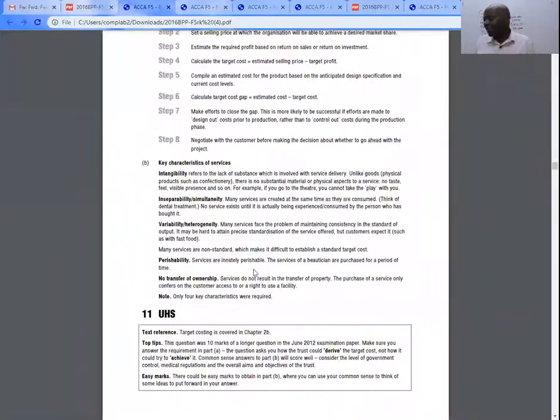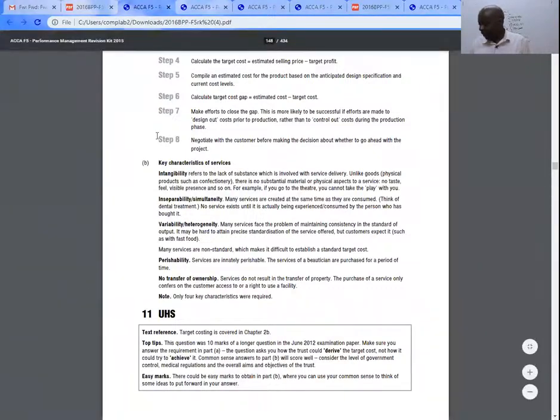Perishability, services are innately perishable. The services of a beautician are purchased for a period of time. Even Mwalimu, of course, today's contract will be ending at exactly 10. So it's perishable. I can't stay with you here forever. No transfer of ownership. Services do not result in the transfer of property. The purchase of a service only confers on the customer access to a right to use a facility. So, ladies and gentlemen, I hope that is okay.